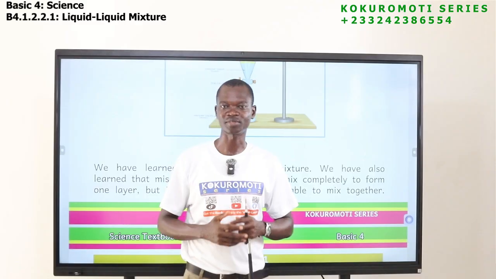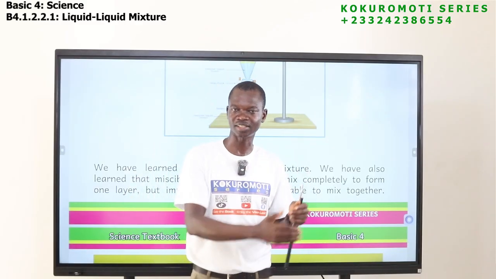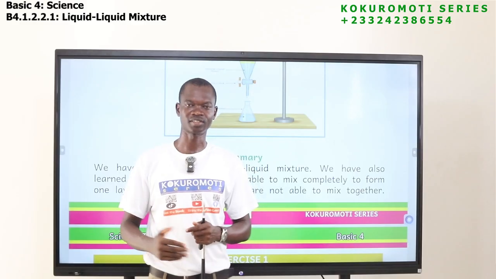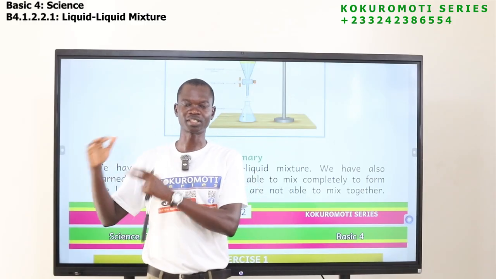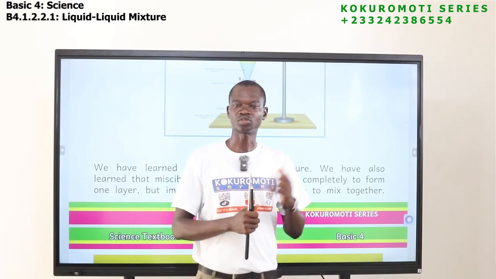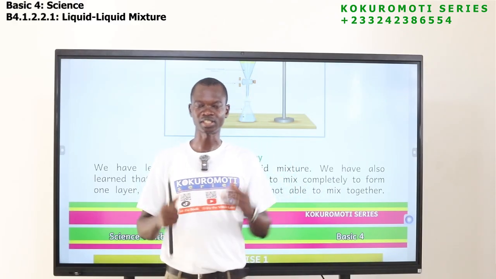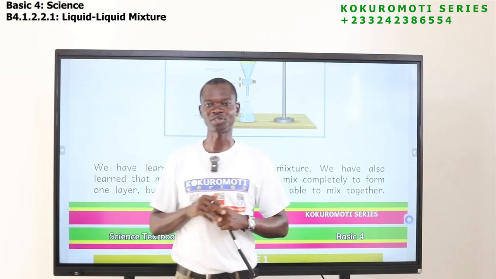The two main types or methods are the use of separating funnel and then distillation. Distillation is used for separating miscible liquids, and separating funnel is used to separate immiscible liquids. This is what we have learned today, and I know you have enjoyed the lesson.